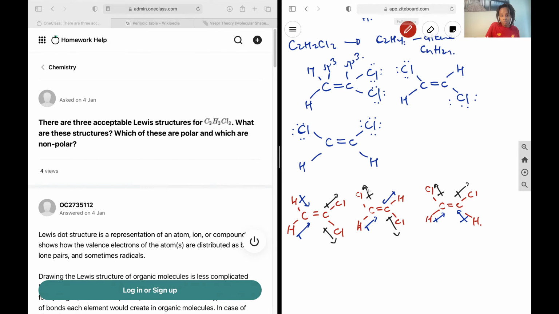Okay, so in this case, we see that these two dipoles are equal and they're opposite in direction. So these two will cancel. Similarly here, they're equal and opposite in direction. So these two will also cancel.